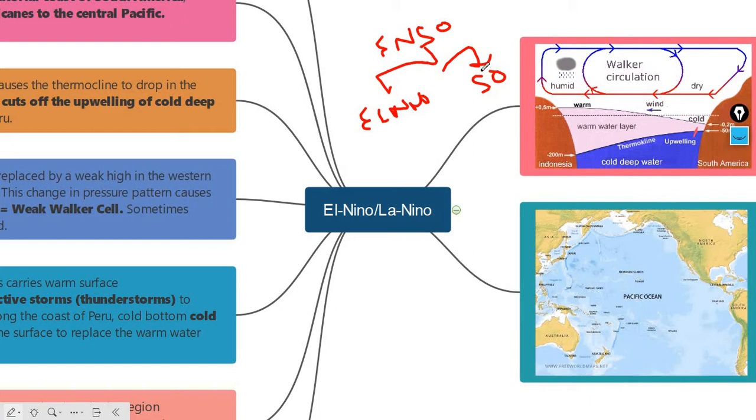Here we also require a pool of water, and when there is a large amount of water, that is the Pacific Ocean. So El Nino, La Nina, and ENSO-like situations mainly occur in the Pacific Ocean, because the Pacific Ocean has a large pool of water.